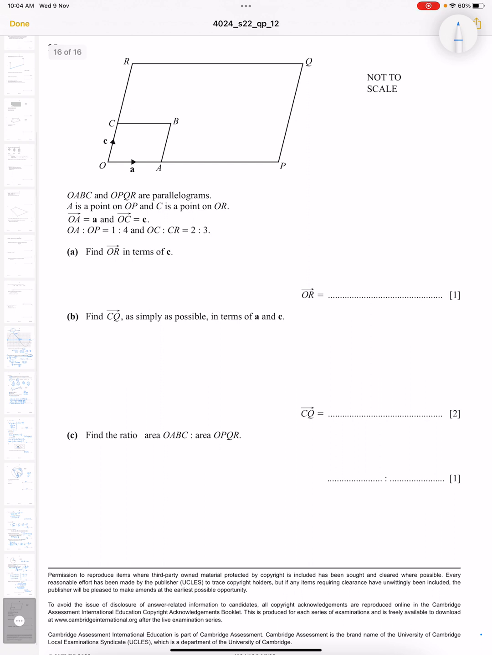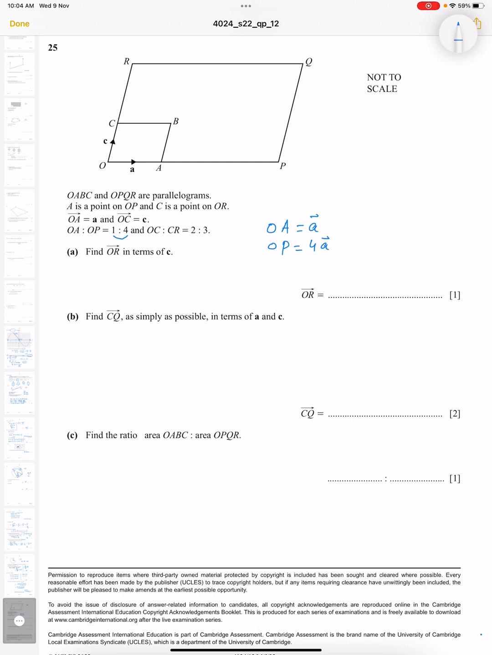Now the last question, it is of vectors. So here they say OA vector is A, OC vector is C, and the ratio OA to OP is 1 to 4. That is 1 ratio 4. So that makes it obvious that since OP is 4, and OA is just A, OP must be 4A, as it is 4 times OA. Okay. We will use it further.